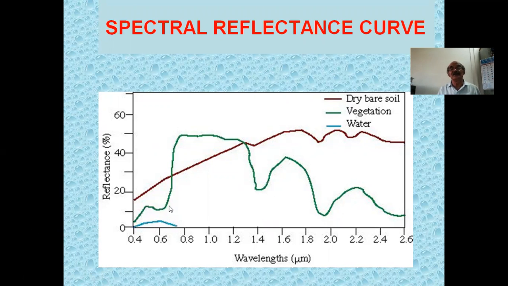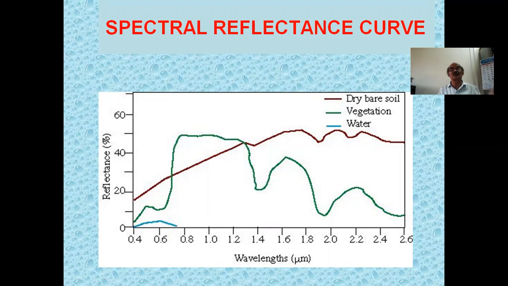Then immediately next to the red, we have the near infrared region of the spectrum. There you can see vegetation reflects about 50% of the light. In the visible, again in the green region, it reflects about 10 to 15% of the light, whereas in the near infrared region of the spectrum, vegetation reflects about 50% of the light. So that is why normally vegetation is represented by bright red color or red color on a color composite.